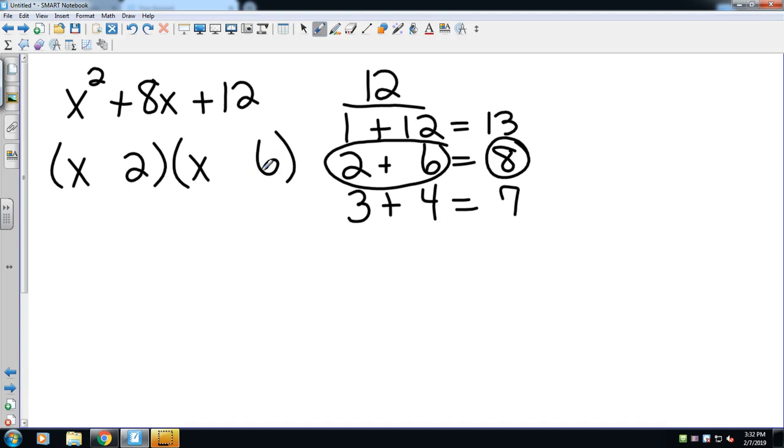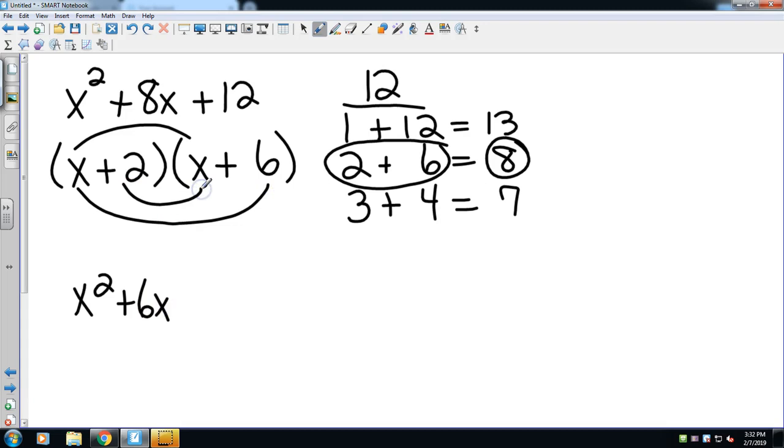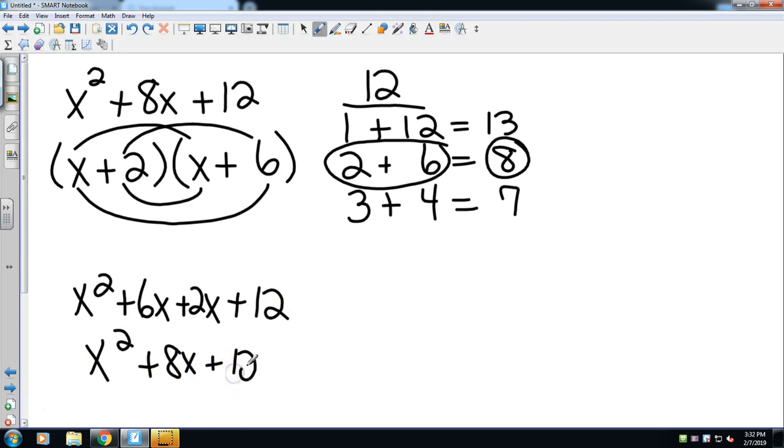Now, how can I multiply to get a positive 12 and add to get a positive 8? I need to look at the signs now, so both of those signs would be plus. Now, if we FOILed this thing, x squared, 6x, 2x, and 12, we end up with x squared plus 8x plus 12, which is what we started with. That's exactly what we want. So our answer is x plus 2 times x plus 6.